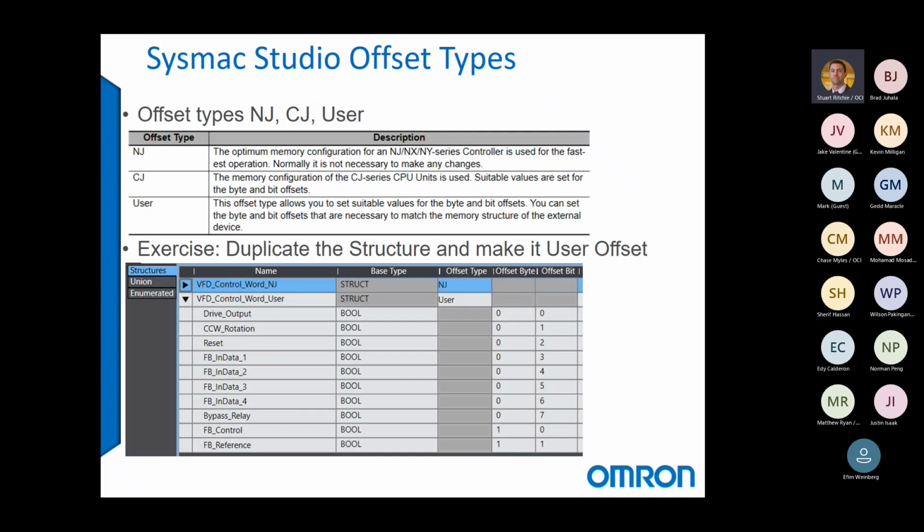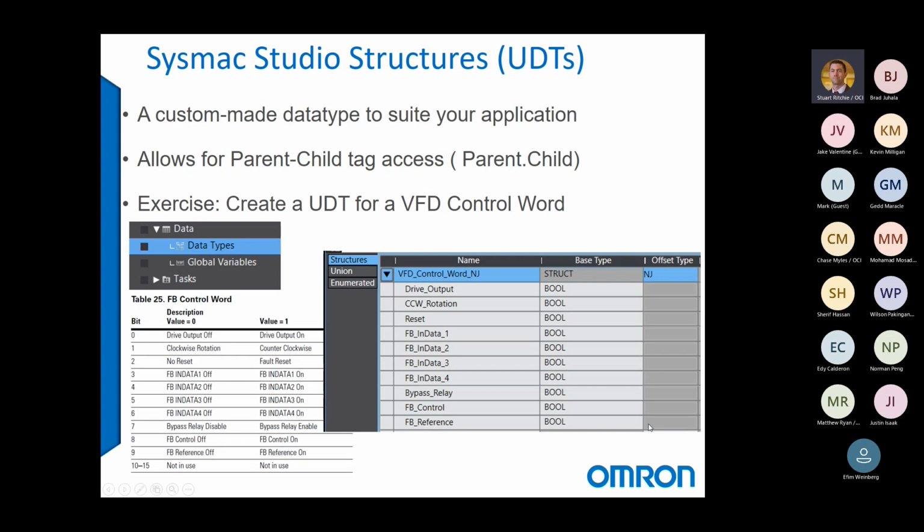So looking back at the actual data that we're trying to get here, if we used our NJ structure, the first bit would line up, but the rest of them wouldn't. So it's kind of a rule of thumb, I find, that the user offset type is almost always the way you want to go when you're making a structure. If you were doing Omron PLC to Omron PLC, keep them the same offset type. If you're picking data out of a data map, like we did in our example, go with user offset 9 times out of 10.